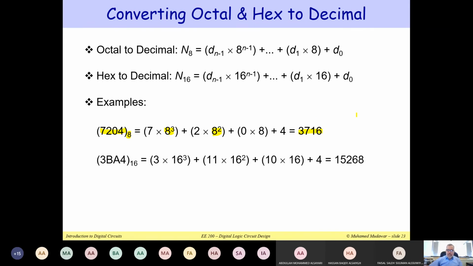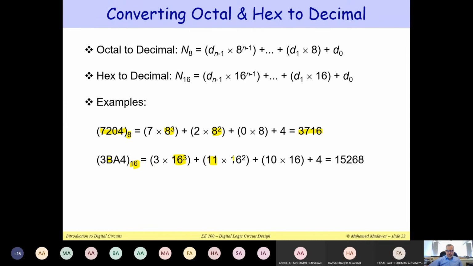You take a number, let us say in hexadecimal, that you would like to convert to decimal. So this is 3BA4 in hexadecimal. Hexadecimal here, you can see it's 16. So this 3 is multiplied by 16 cubed. The B is 11. You can see the B here, right? It's 11.